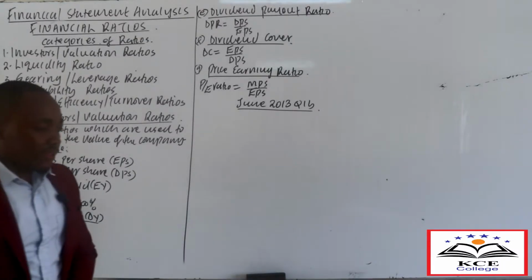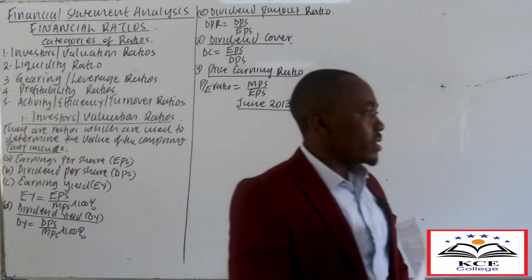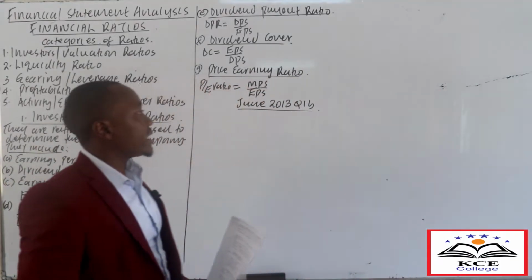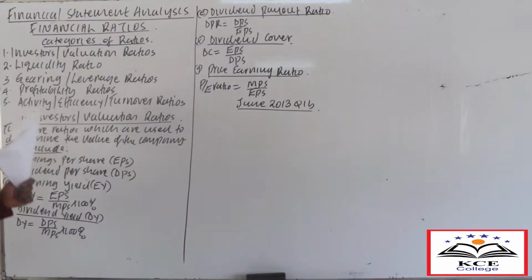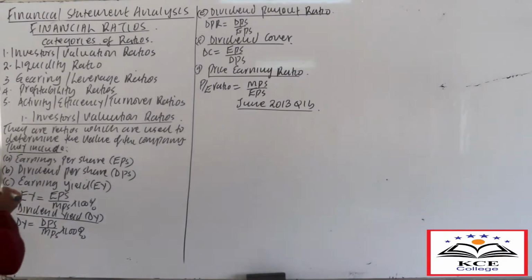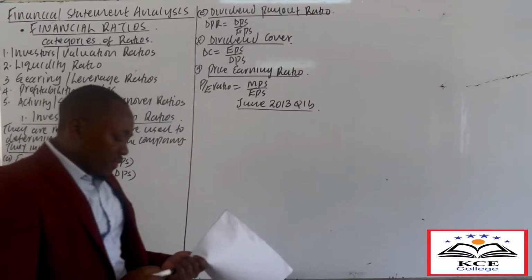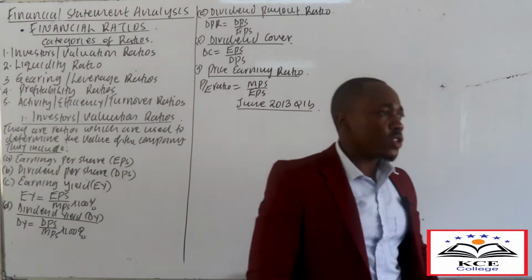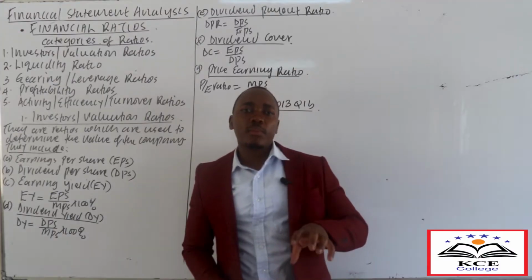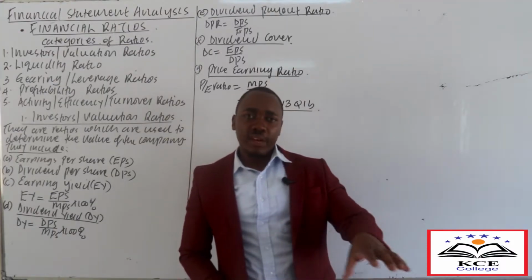I want us to look at financial statement analysis. That's the topic we'll be discussing. In the financial statement analysis, I want us mostly to focus on the financial ratios. Financial ratios are just an expression used to do an analysis so that you can come up with a summary on the presentation of the financial statement.